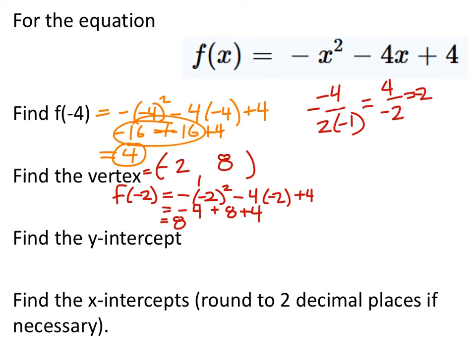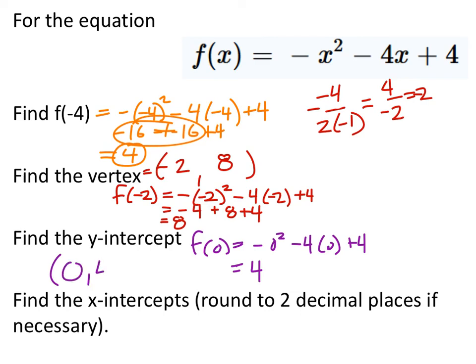The y-intercept is where x is 0. So this is really just finding f of 0. So I got negative 0 squared minus 4 times 0 plus 4, and that would end up being a positive 4. So the actual y-intercept is 0, 4.